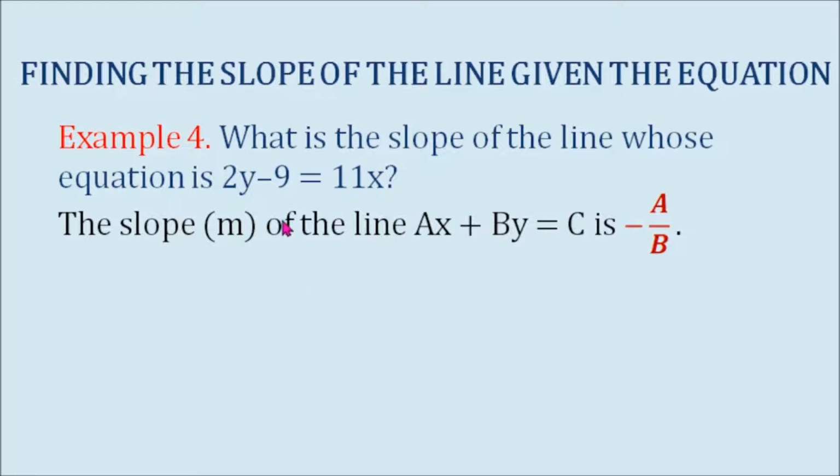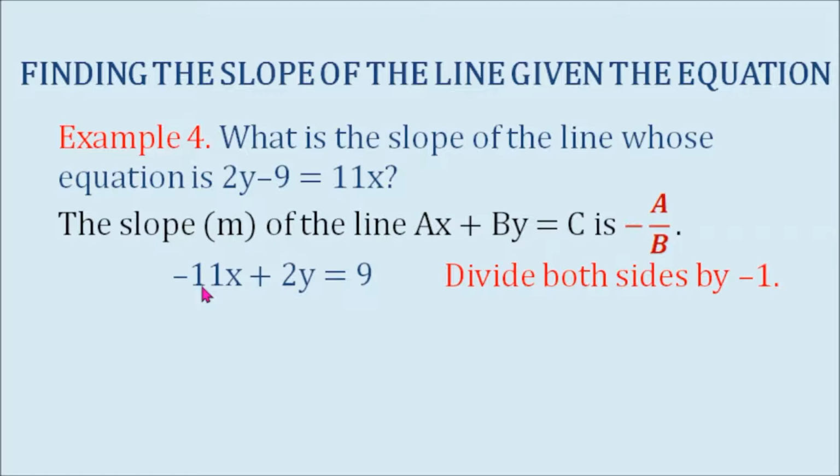Now, let's add 9 on both sides and subtract 11x from both sides. This is what we get. Negative 11x plus 2y equals 9. It is not in standard form yet because our a here is negative 11. It should be positive. So to make this negative 11 positive, we can either divide both sides by negative 1 or multiply both sides by negative 1. So dividing both sides by negative 1, this is what we get.